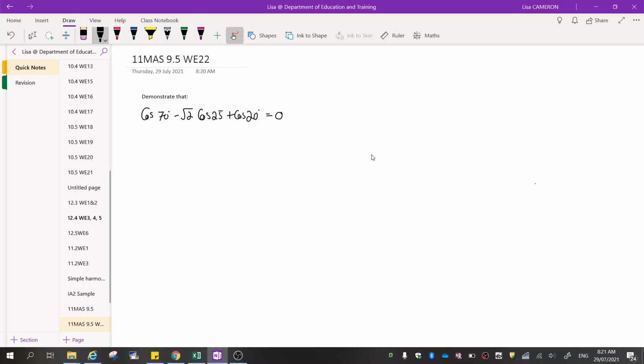So we're going to be demonstrating that this side is equal to the other side. So that means really here I'm trying to prove that the left-hand side is equal to the right-hand side.